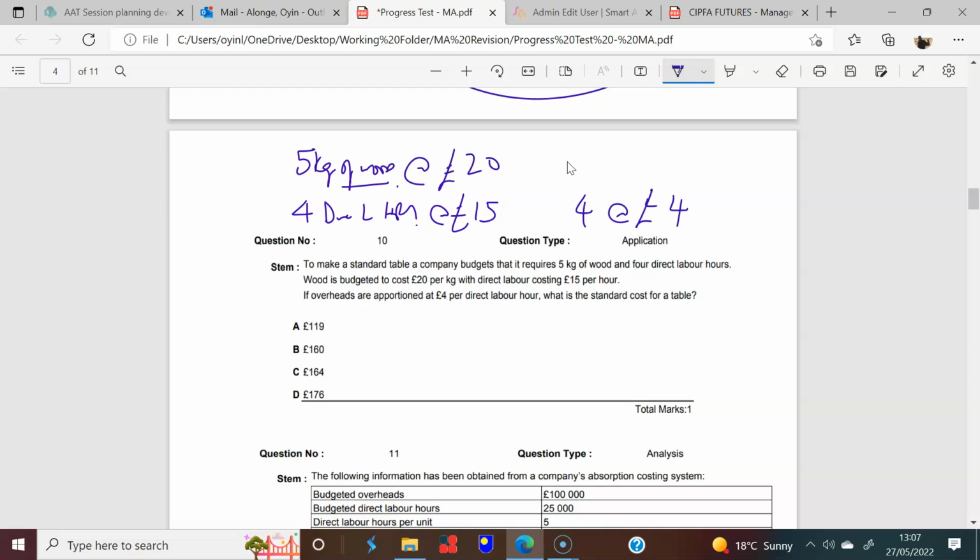So let's find all of this. 5 times 20 is 100. 4 times 15 is 60. 4 times 4 is 16. Let's put all that together and we have the number of 176. So question 10, the answer is D. And that brings us to the end of this next set of questions.